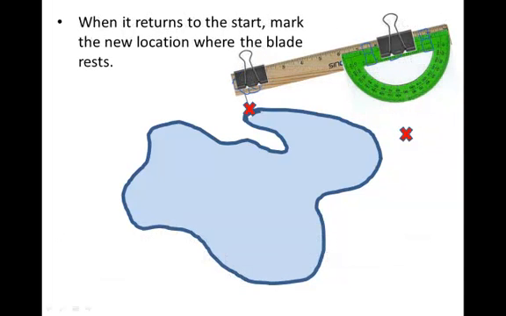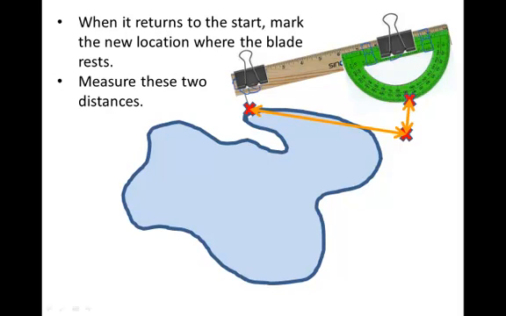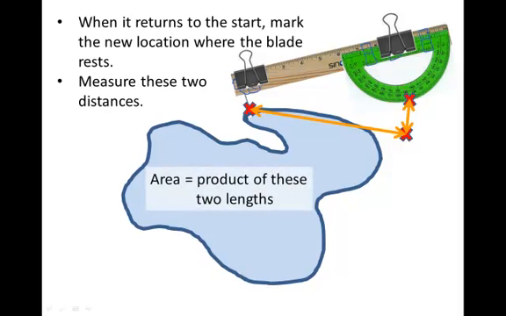When you get back to the top, the blade will have moved to a different spot. And so you're going to mark where the blade has ended up. That's essentially your second position, your second reading. So how do you get area from this? Well, you're going to measure these two distances. The distance from the point on the perimeter to the initial reading, and the difference between the initial reading and the final reading. Take those two lengths and multiply them, and you have approximately the area of the shape.